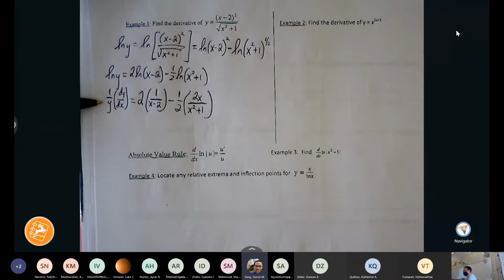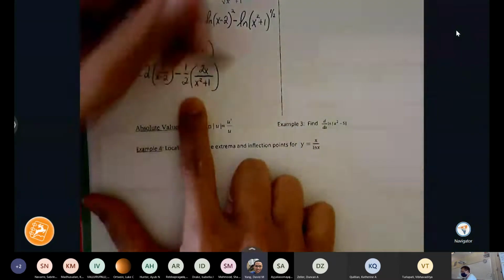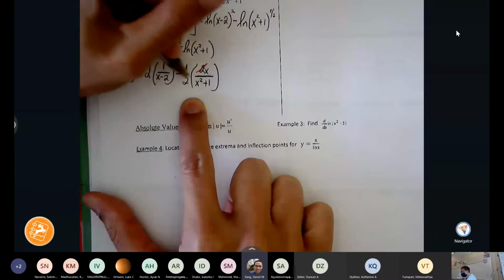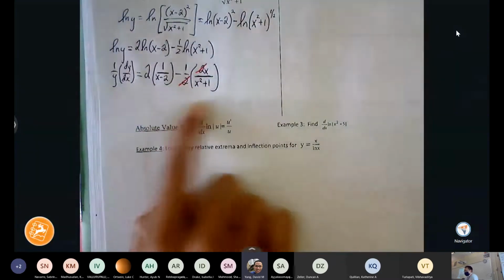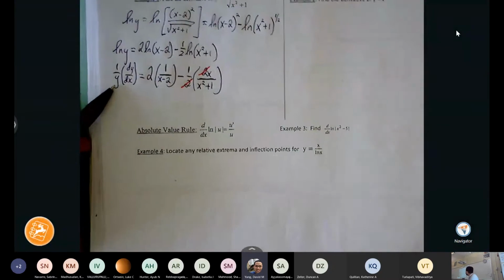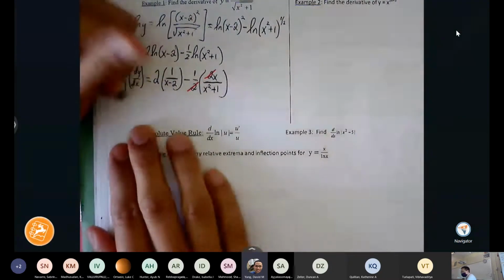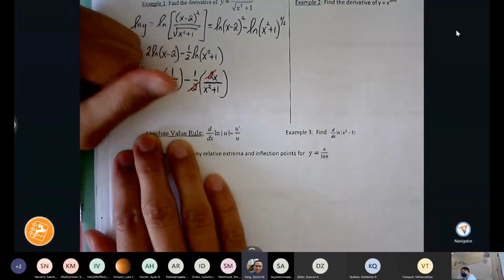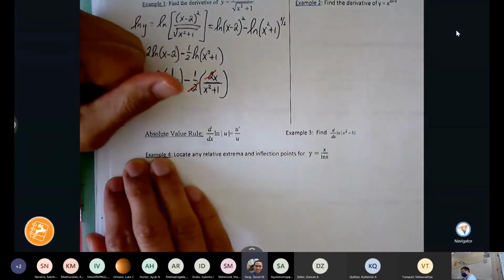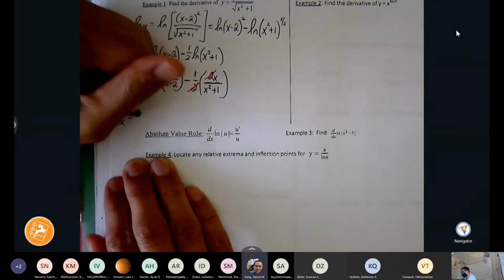Okay, questions so far? So doing a little bit of cleanup here. I can take out one of the 2's. I'm going to multiply both sides by y because I want to solve for dy dx. So the y is going to be shifted over to the right side of the equation. Dy dx represents my derivative function.